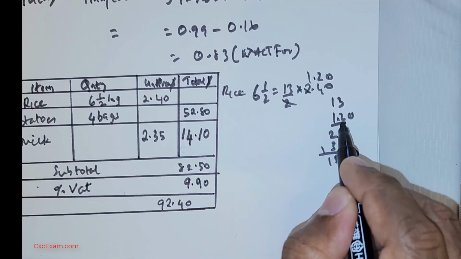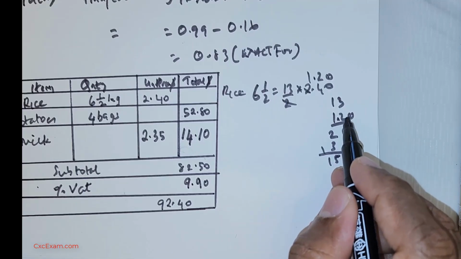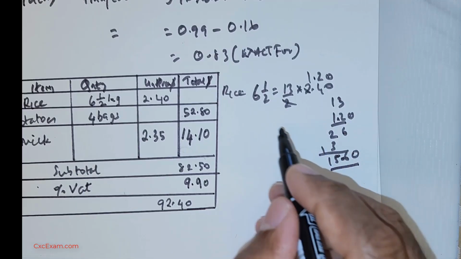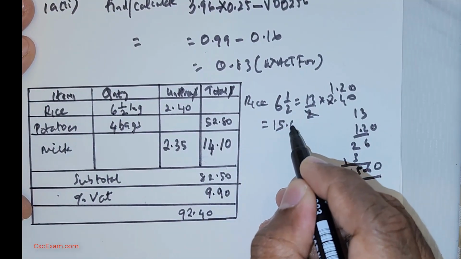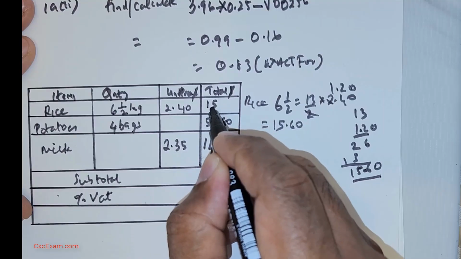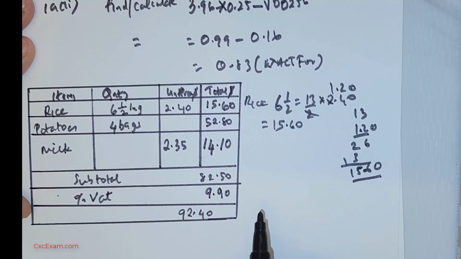After the decimal point there are 2 digits, so I place it over here. So this value is going to be $15.60. That's the value that goes there. Now 4 bags.